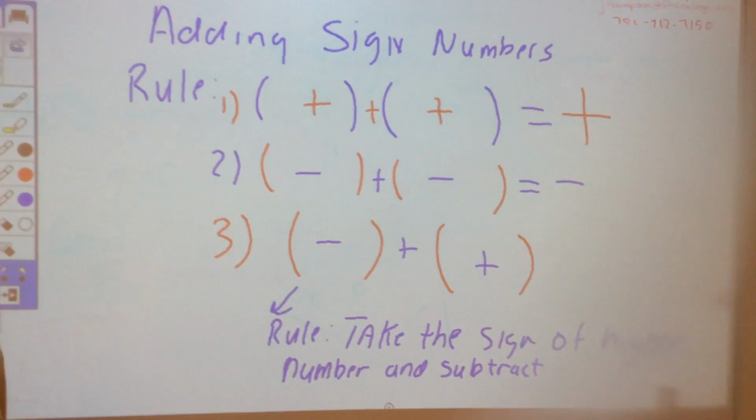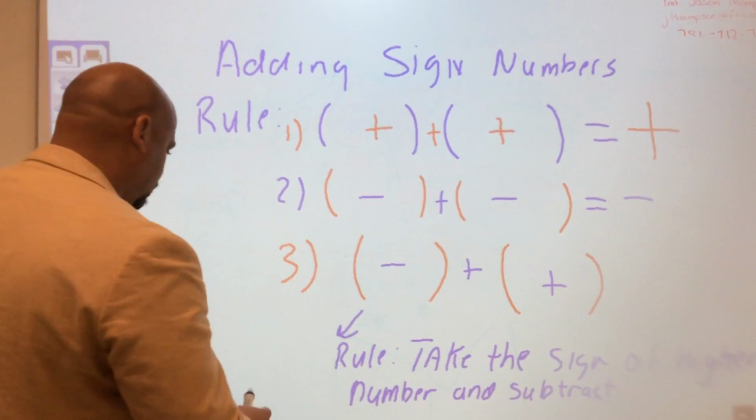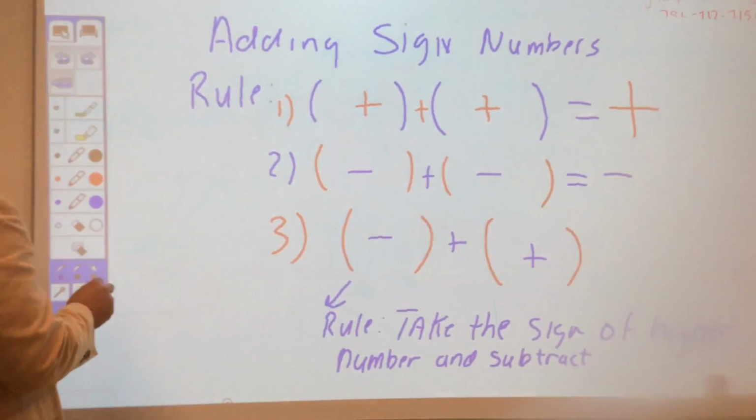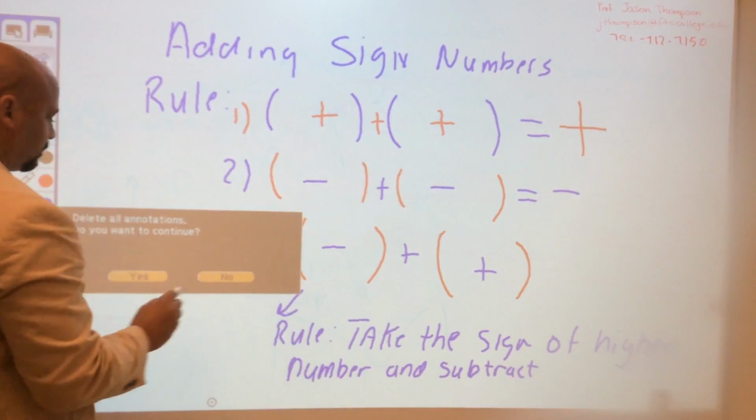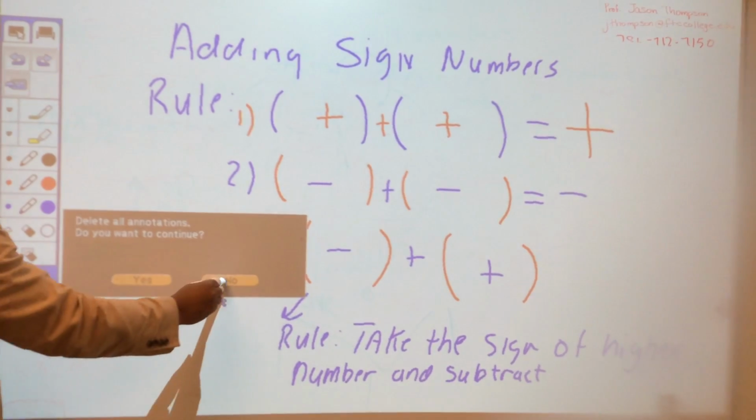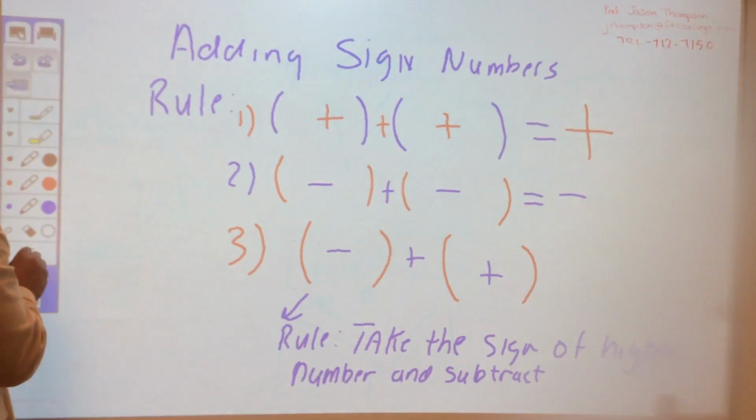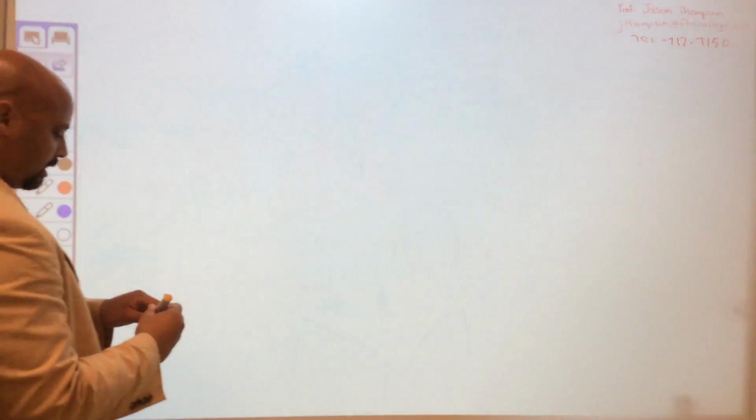So what does that mean? I'm going to give you a couple examples right now so we can go over it. So you can see this for a little bit. I'm going to erase it now. Okay. So again, we're adding signed numbers. Let's go next. All right, so let's talk about signed numbers.